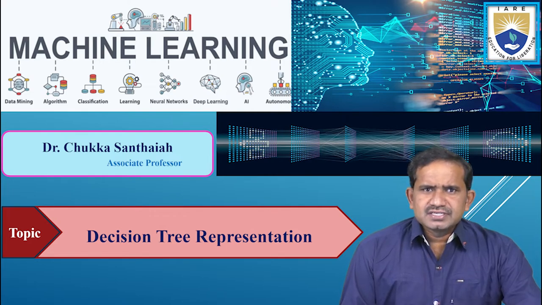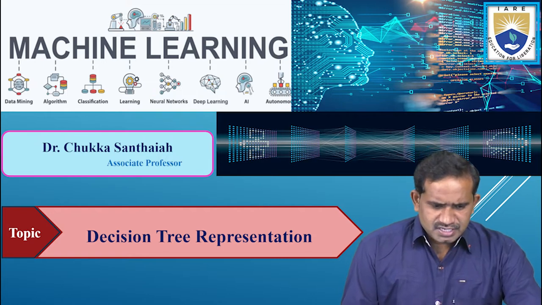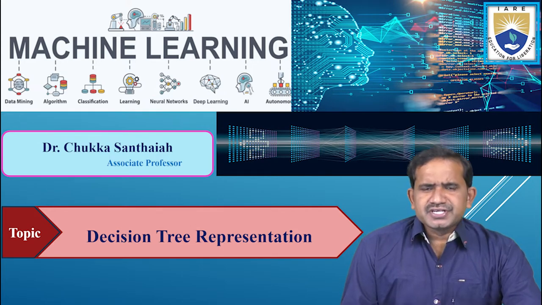In the previous session, you learned the definition of the decision tree. Decision tree learning is where we try to learn something based on some inputs, that is, the attribute values or conditions. From there, we try to construct a tree. That tree becomes a decision tree. It means we try to learn something and represent that learning in tree format. That is the meaning of decision tree learning. In this session, we discuss decision tree representation.